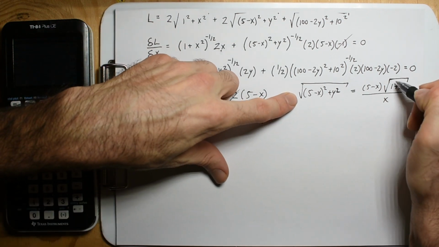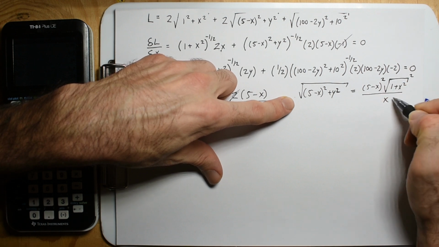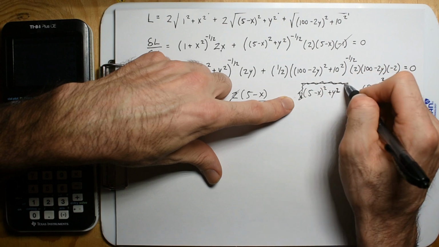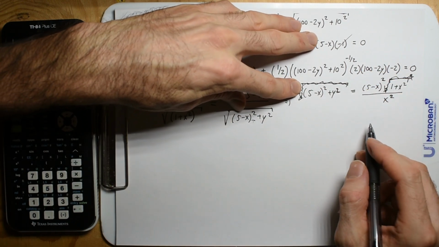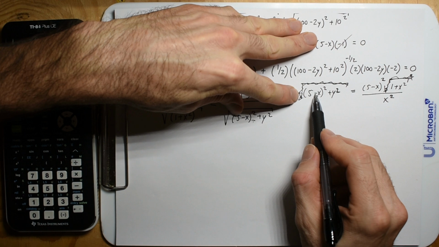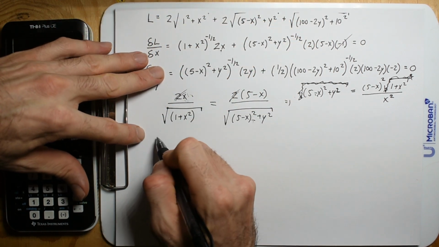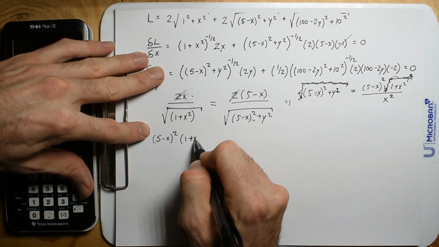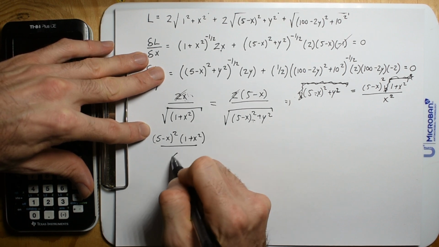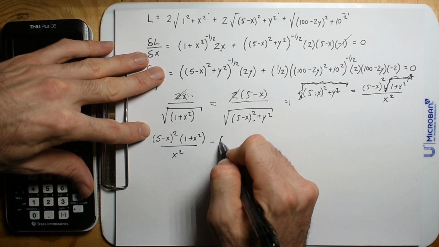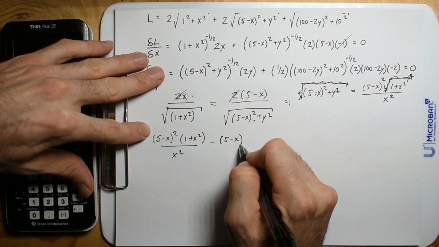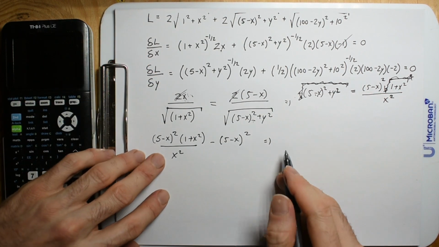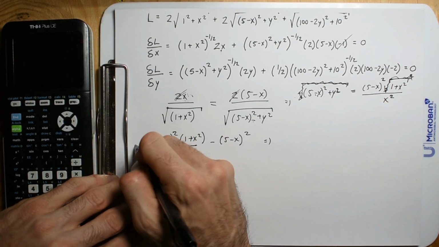Alright, so now I can square everything. So I'm just going to square everything. I'm going to say this goes away, and then this goes away. Cool. Now I'm going to subtract 5 minus x. So let's rewrite this. So we have (5 minus x) squared times (1 plus x squared) divided by x squared, minus (5 minus x) squared. So now that's going to equal y squared.